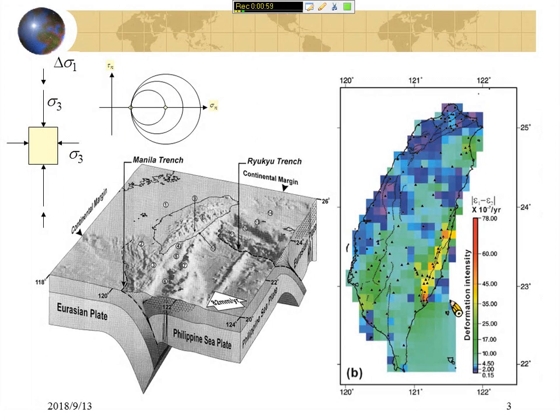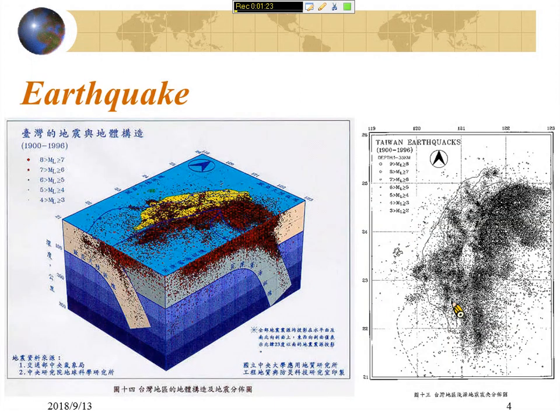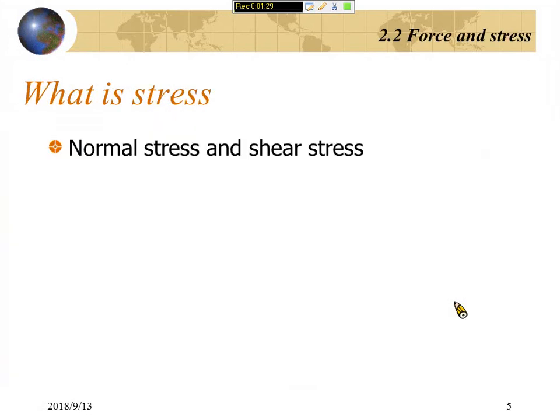I really want to highlight the importance of stress on the structural geology. So it's not only important for the civil engineering design, but also critical for the structural geology. So I will skip those. And the earthquake will be the reflection of the stresses.